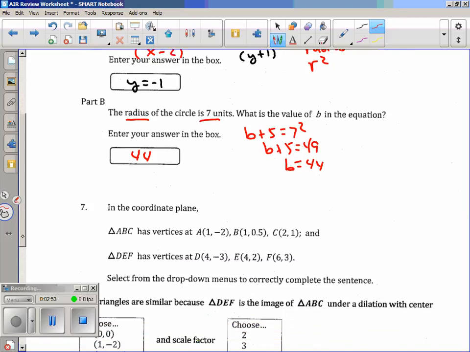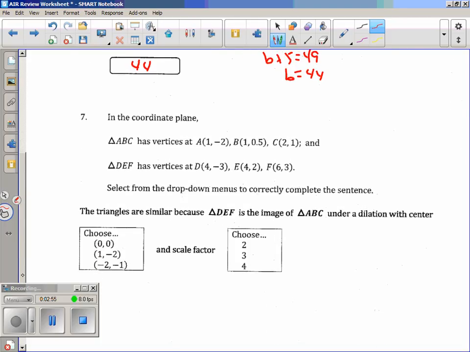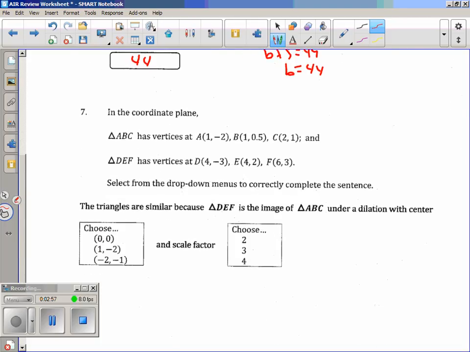The next problem, number 7. In the coordinate plane, ABC has the vertices as shown. DEF has the vertices as shown there. Choose from the drop-down menu to complete the sentence. And the dilation under what particular factor? So we have to choose our point of dilation first. And then what are we multiplying the x's and the y's by?